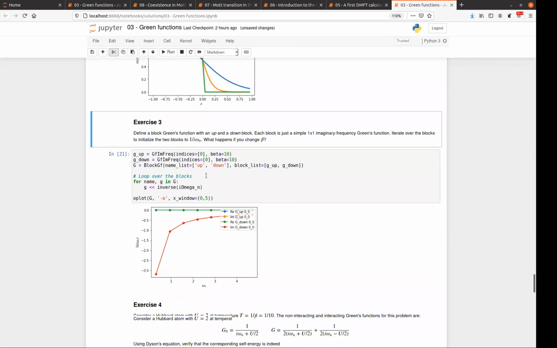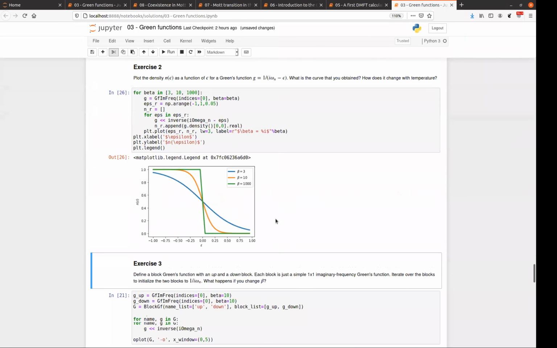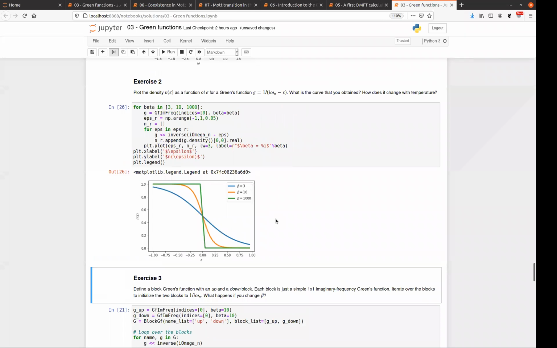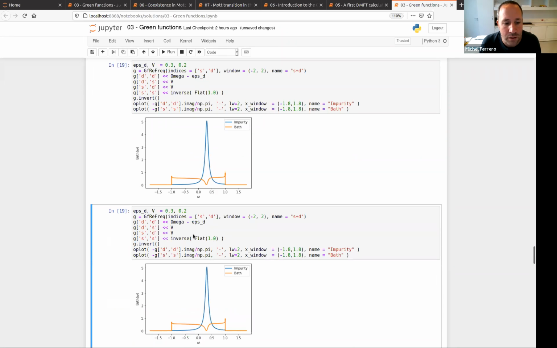Michel? Yes? I have a question. So I was trying to plot that Green's function corresponding to flat 1.5, but it's showing some error. Yes. So the way you have to do this, let me just try to do that for you.